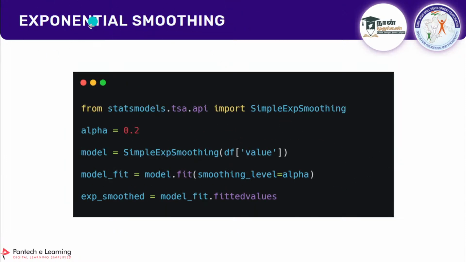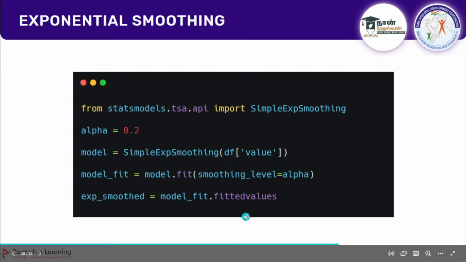Regarding exponential smoothing, you have to import a package for it, though you can also do it manually. This will be easy. From statsmodels.tsa.api, import SimpleExpSmoothing. The alpha value will set the weight. Then we can fit it and transform it for further processing.